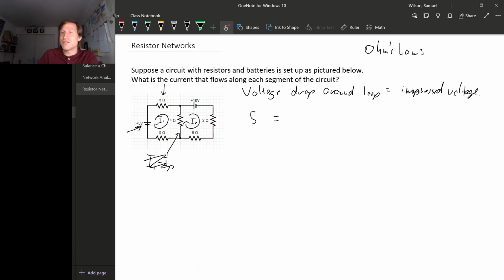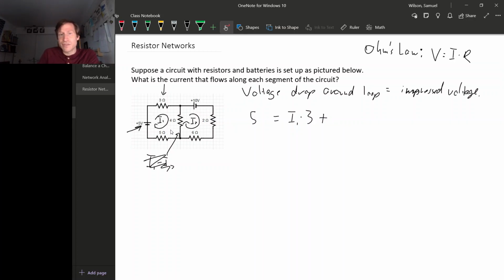And Ohm's law says the voltage drop across a resistor is the current across the resistor times the resistance across the resistor. Right? And we know the resistances of all these resistors. So across this first resistor, the voltage drop is going to be the unknown current, which is I1, times the resistance, which is 3 ohms. I won't write the units, but the unit here is ohms.